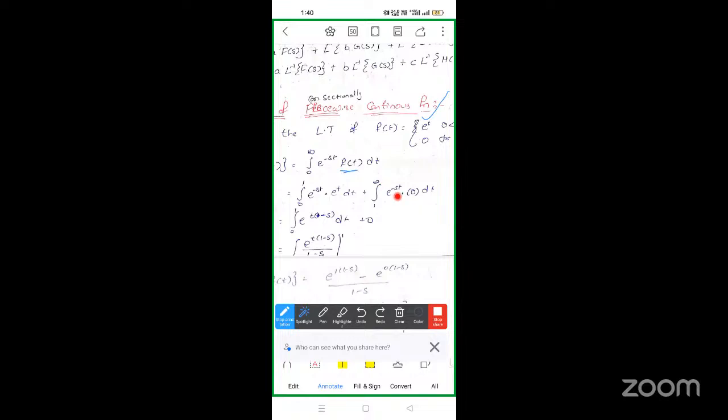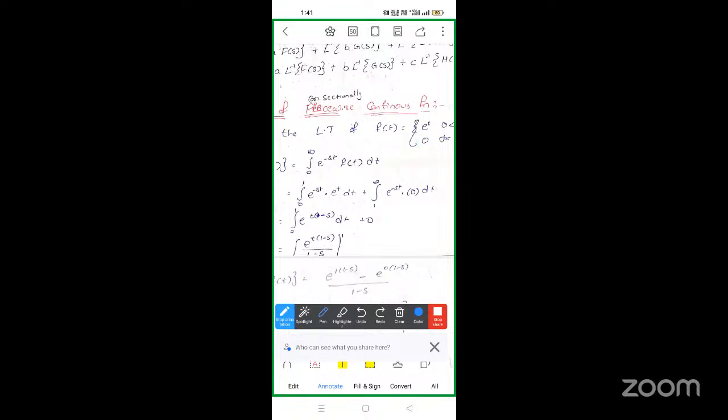e power minus st, and for the interval 1 to infinity the f of t value must be 0. So here it is 0. Within the interval 1 to infinity, the given function value f of t is equal to 0. So it's clear. We split the integration 0 to 1 and 1 to infinity. In the integration 0 to 1, the function value f of t is e power t, and within the interval 1 to infinity, the function value f of t is equal to 0. So this second term totals 0.